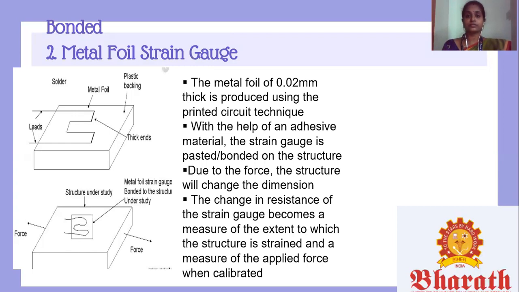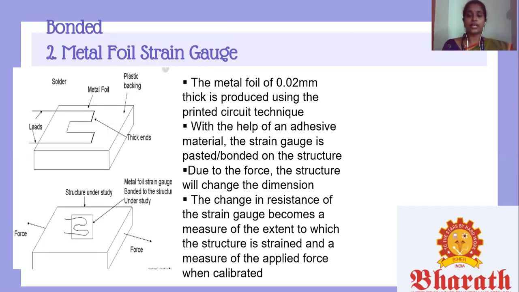Wheatstone bridge. Now coming to the operation of the metal foil strain gauge. With the help of an adhesive material, the strain gauge is pasted onto the structure which is under study. Now the structure is subjected to a force, like a tensile or compressive force. Due to the force, the structure will change dimension. As the strain gauge is bonded onto the structure, the strain gauge will undergo changes in both the length and cross-sectional area.